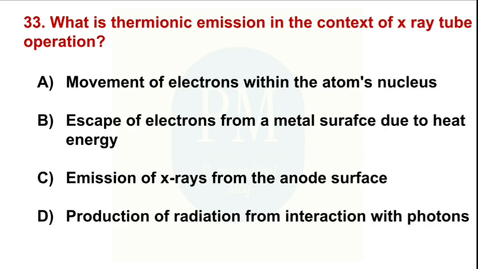What is thermionic emission in the context of X-ray tube operation? Option A, movement of electrons within the atom's nucleus. Option B, escape of electrons from a metal surface due to heat energy. Option C, emission of X-ray from the anode surface. Option D, production of radiation from interaction with photons. The correct option is option B, escape of electrons from a metal surface due to heat energy.